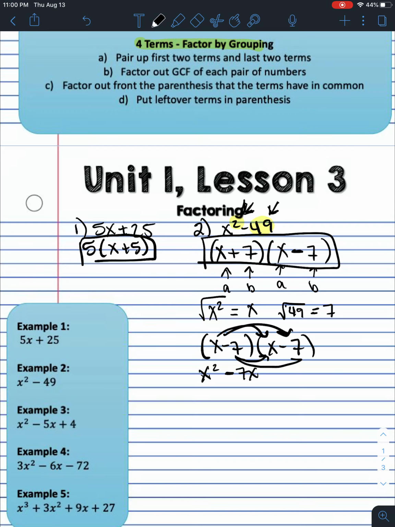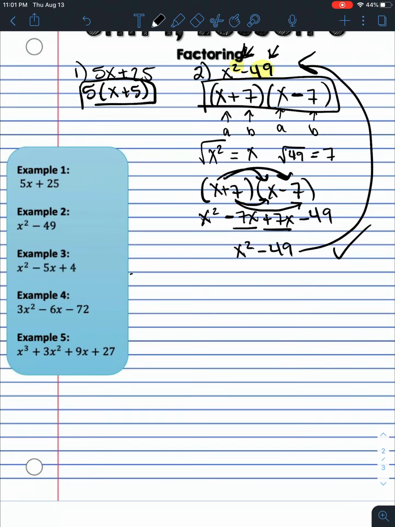And negative 7 times x. Sorry, positive 7 times x is positive 7x. Positive 7 times negative 7 is negative 49. Then we combine our like terms. Well, negative 7x plus 7x is 0, so I'm just going to end up with x squared plus 49, which was my original answer. So we're good. We've checked our work, and it is correct.